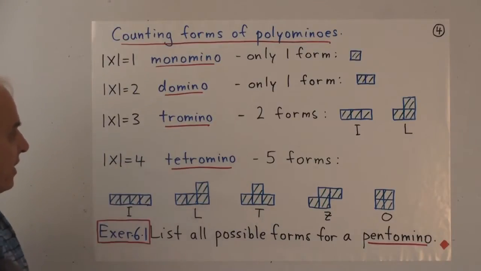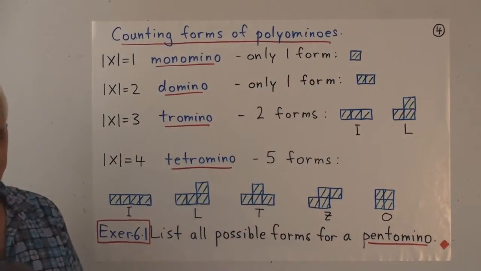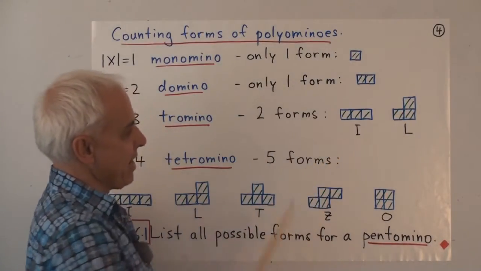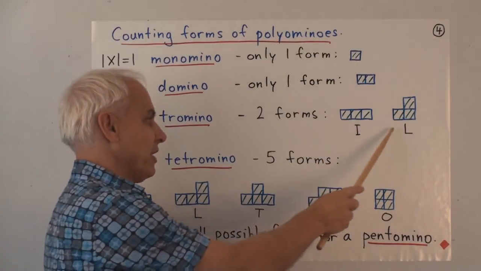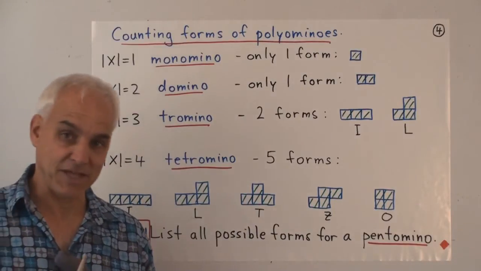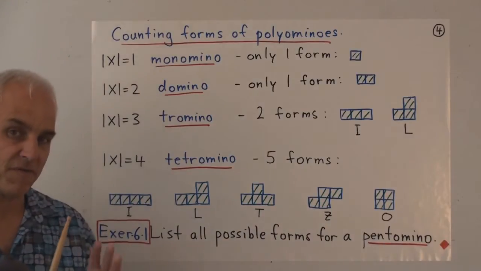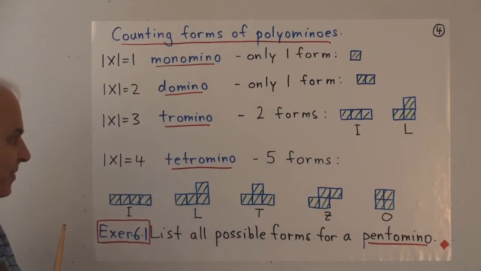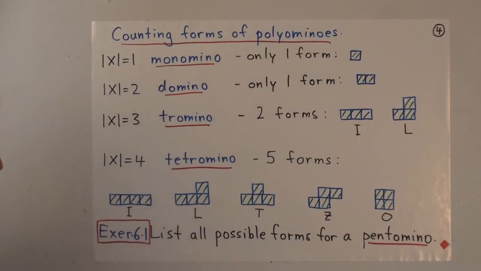In the case of size 3, or a trimino, there are these two different forms. And we might give them names. We might call this the form I and this the form L, because they look a little bit like those letters. More interesting is when we get to the case of a tetramino, a polyomino with 4 cells. Well, it turns out that there are exactly 5 such objects.